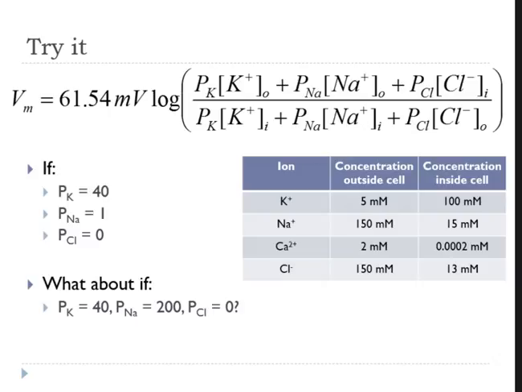So that's 350, I got 350 millimolar, so that's basically 40 times 5 plus 150. This term is 0, right? Because 0 times 13 is 0. This one I got 40 times 100, that's 4,000, plus 15, so I got 15 millimolar. I divide these two, millimolars cancel. I get a small number. I hit the log button, and I got like minus 1 point something. And I multiplied that by 61.54, and I got minus 65 millivolts, or thereabouts.